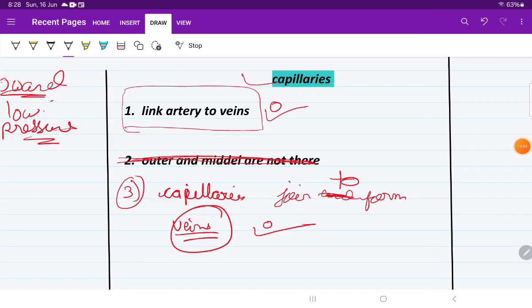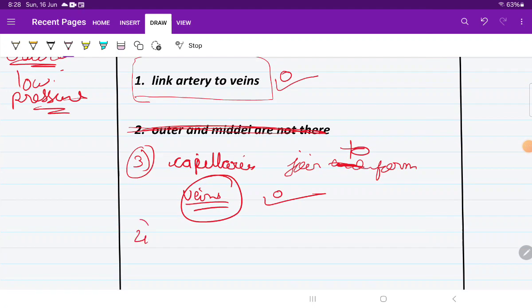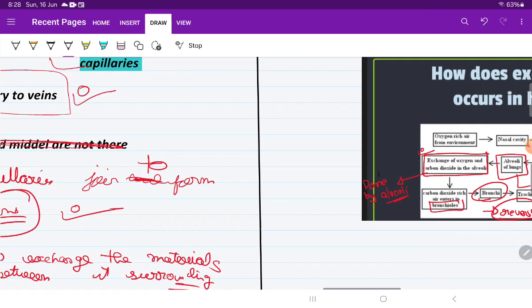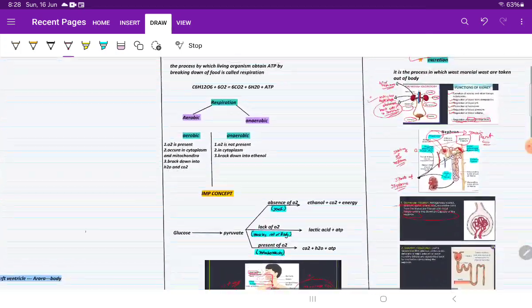Okay, students, there is one more work of capillaries. There is one more work of capillaries: to exchange the materials between it and the surrounding. Okay, so these are the three works of capillaries.